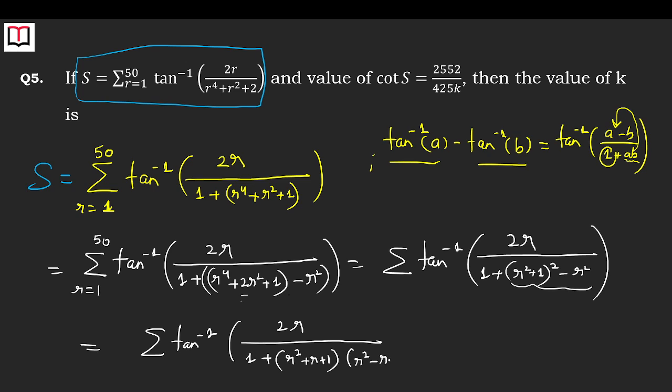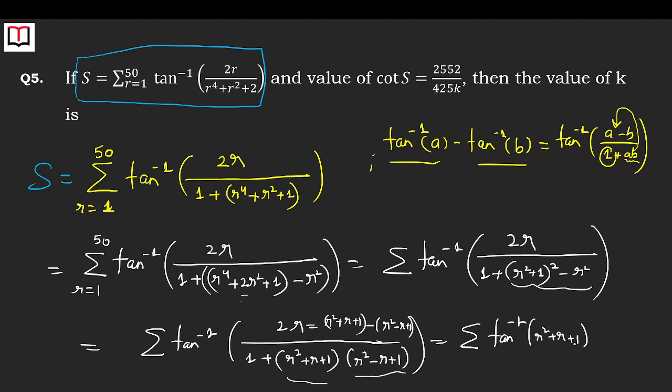Now tell me, do we get the numerator as a difference of a and b? Of course we do. Okay, so you can write it as (r square plus r plus 1) minus (r square minus r plus 1). That's it. So this is nothing but summation over tan inverse of a, which is r square plus r plus 1, minus tan inverse of b, which is r square minus r plus 1.